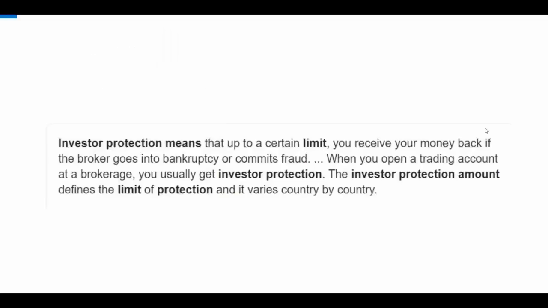So investment protection means that every bank or every broker will give you a certain limit, let's say up to 20,000 euros or dollars, which is a common figure in the case of every broker. And in case the broker goes bankrupt, then this amount of money you will get back for sure. So this is like an insurance.